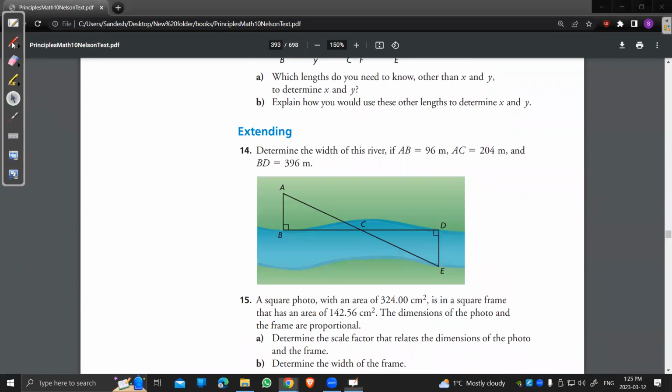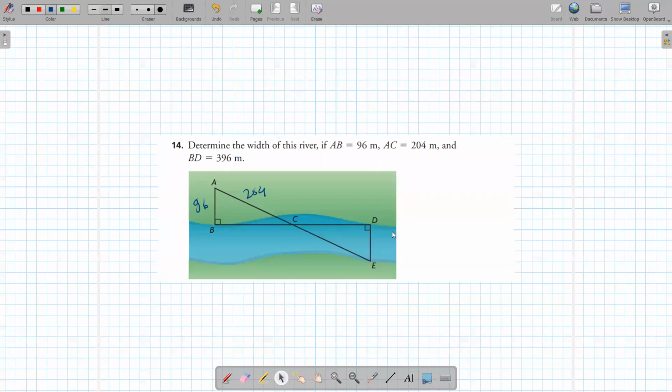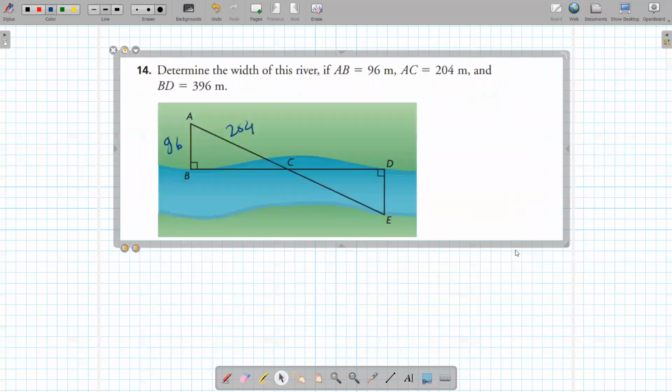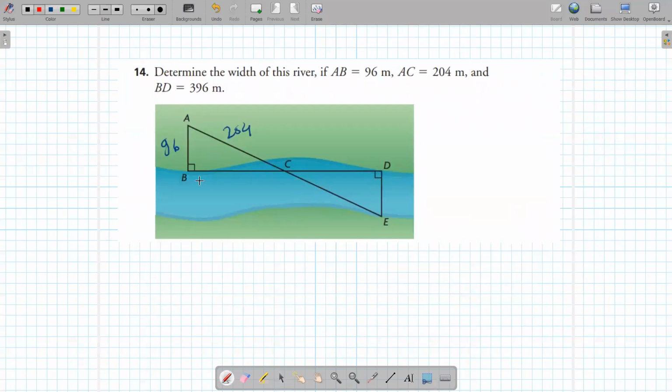This question is also very similar. So AB is 96, AC, the hypotenuse, is 204, and BD, oh, interesting. Maybe this is going to be a pull-up question. BD is 396. That means here all the way to here. That's BD. That is 396. All the way to here. Just calculate the width of the river. Width of the river would be DE.